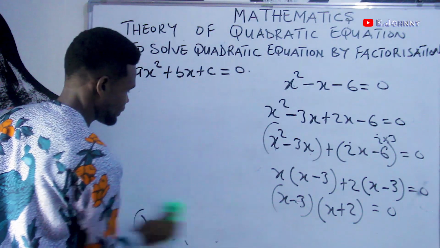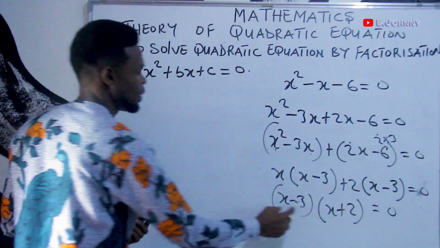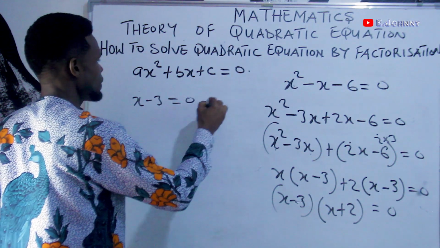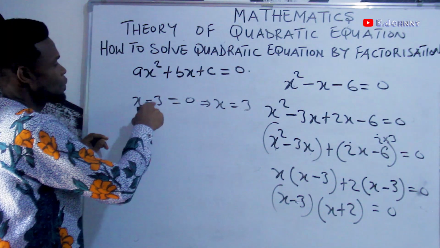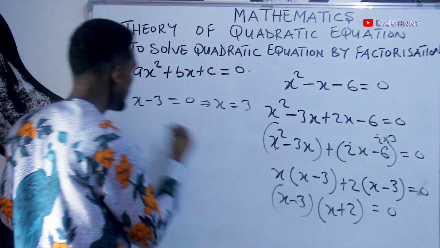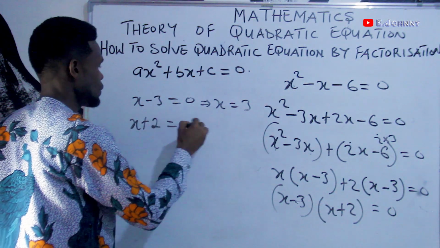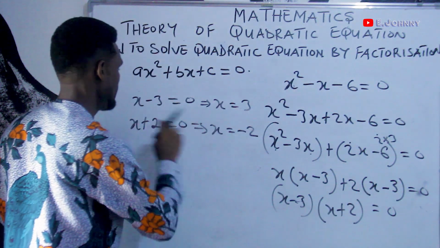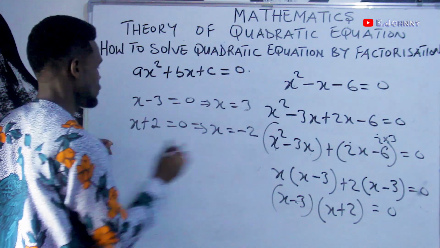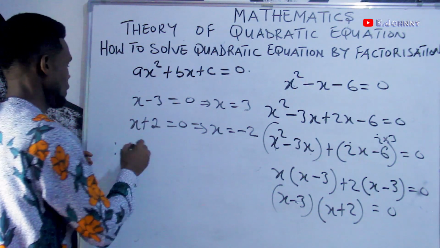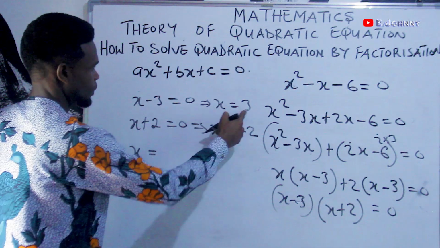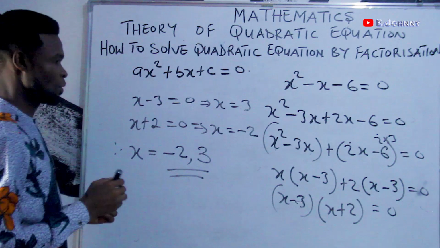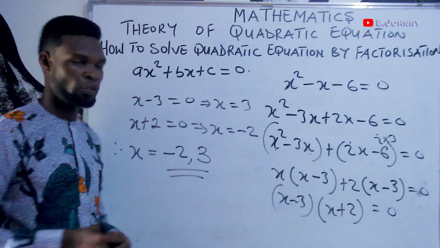With that, you'll agree with me that either x minus 3 equals to 0, which implies that x is equals to 3. You know, when this minus 3 crosses, it becomes 3. Or x plus 2 equals to 0, which implies that x equals to minus 2. When plus 2 crosses, it becomes minus 2. So therefore, the roots of the equation are minus 2 and 3. These are the roots of that quadratic equation.